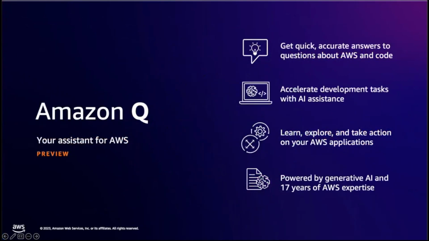And again, as I said, the overall purpose of Amazon Q Developer is to provide quick and accurate answers to questions about AWS and code, accelerate development tasks with AI assistance, and also fix code and optimize code. You can transform your code, for example, going from Java 7 or 8 to Java 17, and you can use this literally to automate these steps.